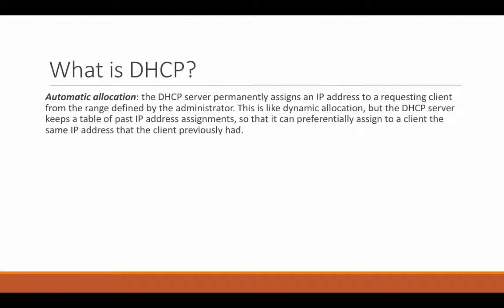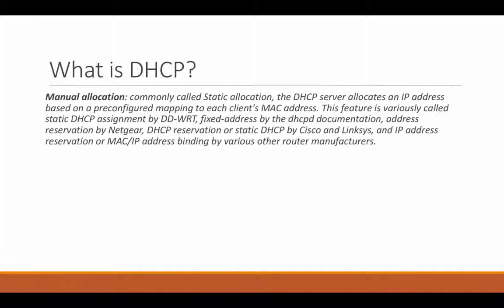You then have automatic allocation. The DHCP server permanently assigns an IP address to a requesting client from the range defined by the administrator. This is like dynamic allocation, but the DHCP server keeps a table of past IP addresses assigned so that it can preferentially assign to a client the same IP address that the client previously had, which is very handy.